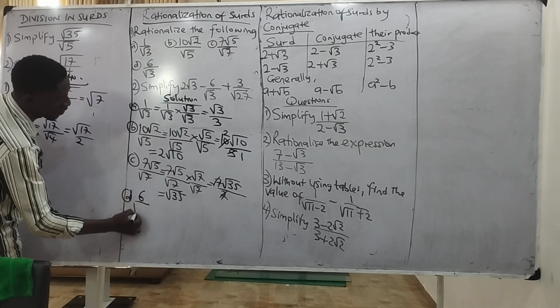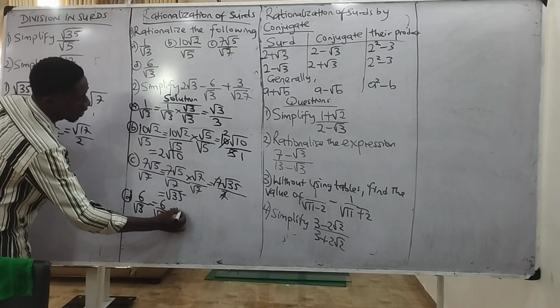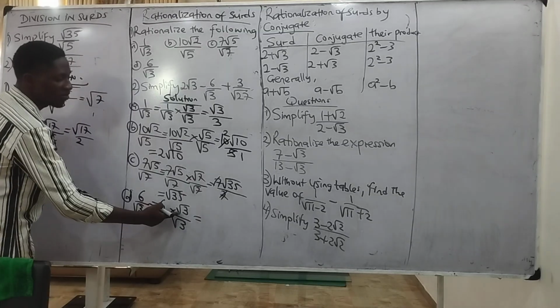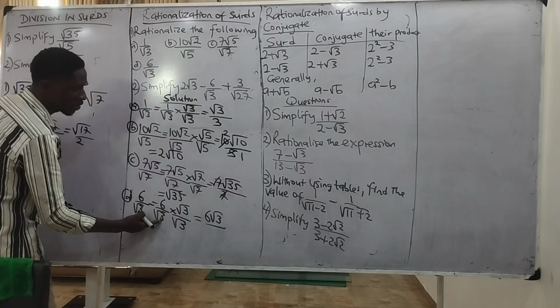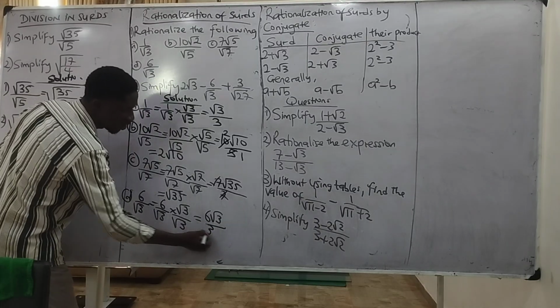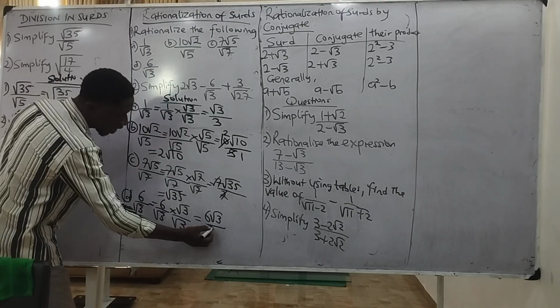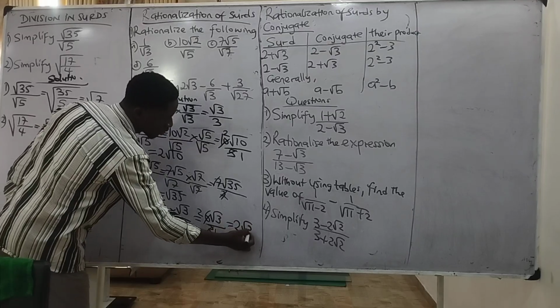We have 6 over root 3, which is 6 over root 3 times root 3 over root 3. 6 times root 3 is 6 root 3, over root 3 times root 3, which is 3. Remember, they have the same number inside. So I have 3 here is 1, 6 here is 2. So the answer is 2 root 3.